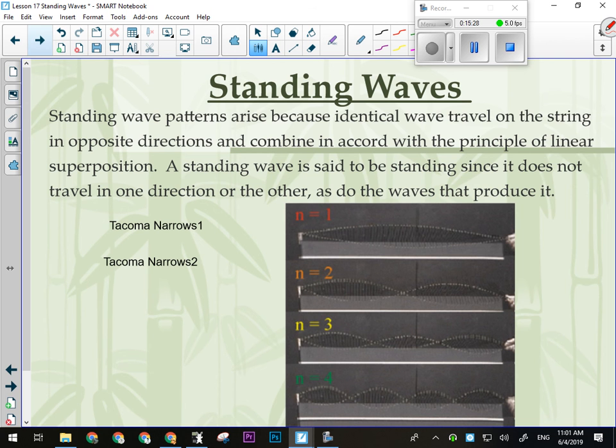Standing wave patterns arise because identical waves travel along the string in opposite directions. The big thing to remember here is that when I make one wave, it hits this end and reflects back in what way? Inverted, right? So it's always producing its exact opposite at either end. That's why there's a node always at both ends on a standing wave, because that's where the destructive interference is always going to occur.